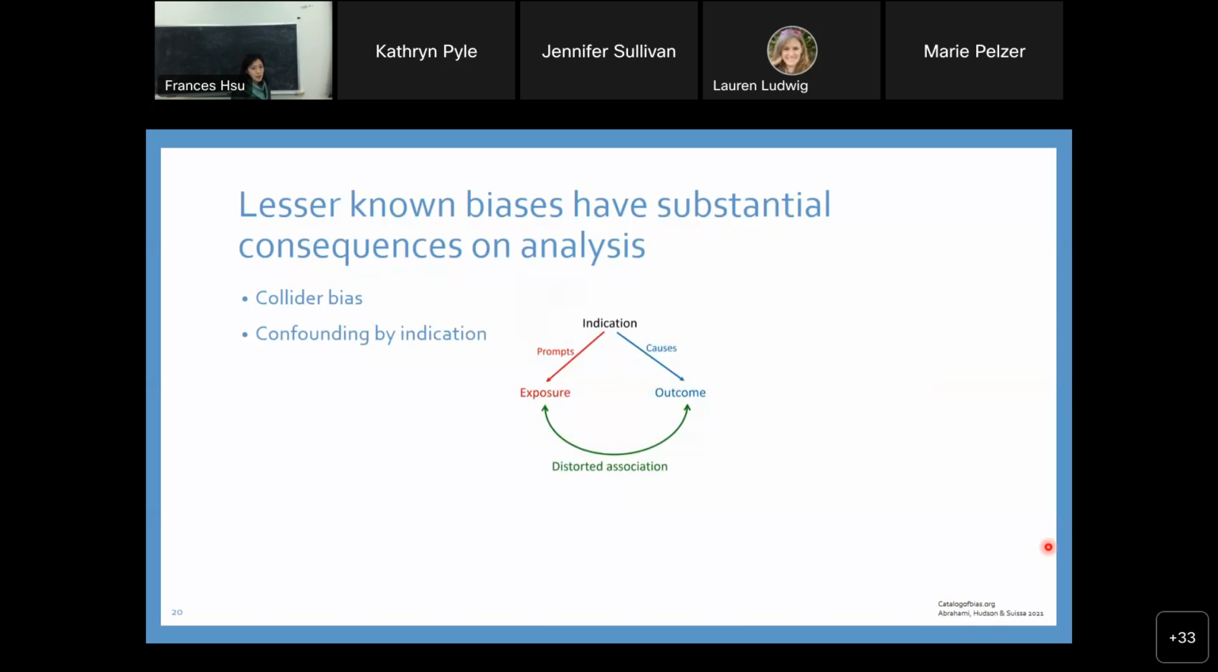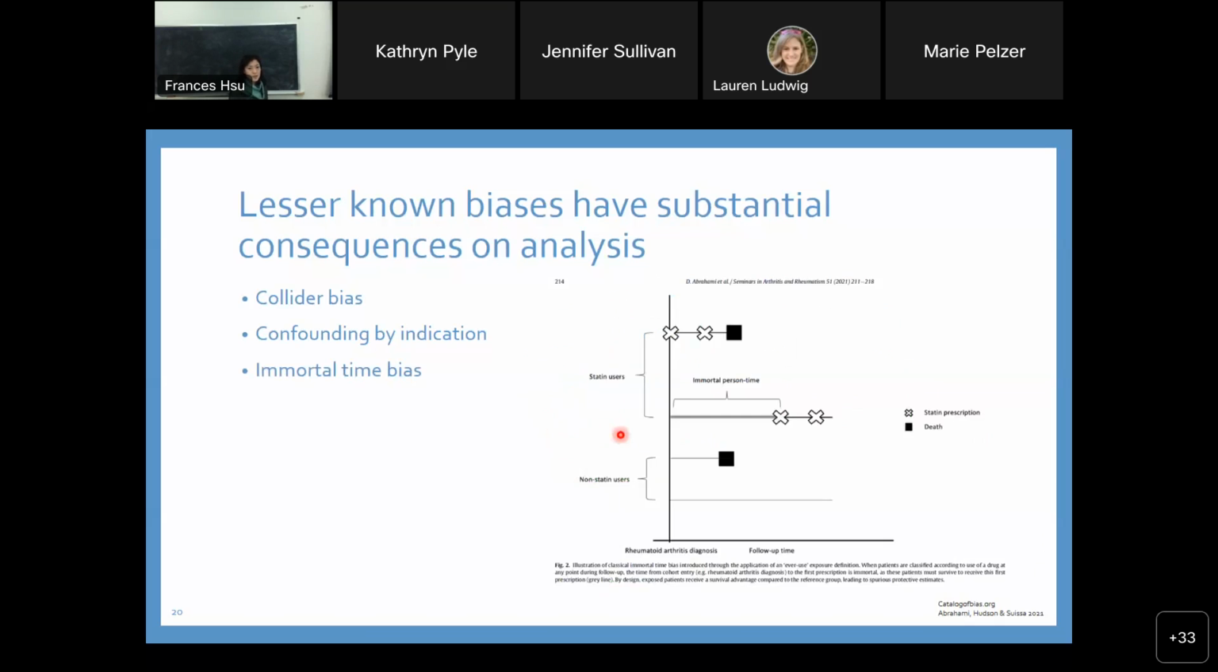Confounding by indication occurs when an indication such as heart disease causes the outcome, such as stroke, that is also associated with the exposure, such as aspirin use. And immortal time bias refers to a time period introduced by the study design where the patients are immortal. This bias tends to exaggerate the effectiveness of drugs by creating a survival advantage for the exposed patients.